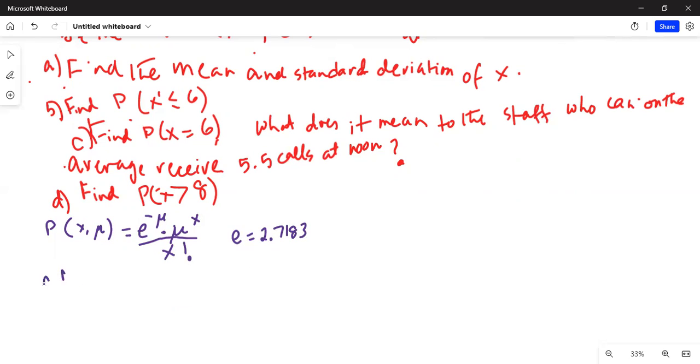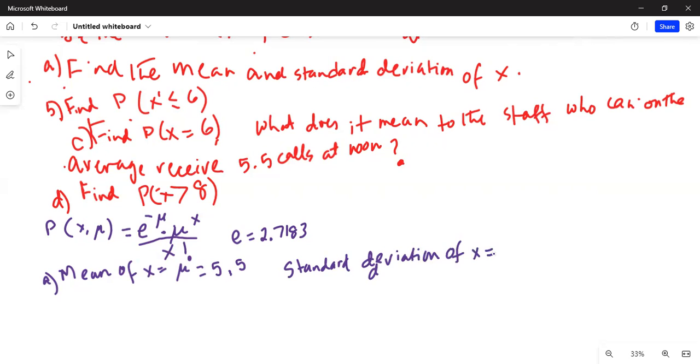So part A, the mean of x is equal to mu, which, as given in the problem, is 5.5. And the standard deviation of x is equal to the square root of mu, which is the square root of 5.5, and we use a calculator to get the square root of 5.5.